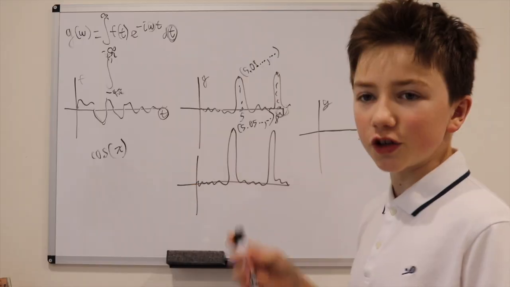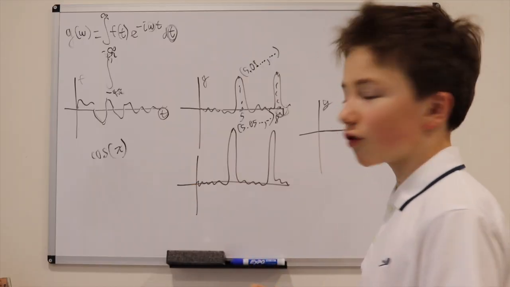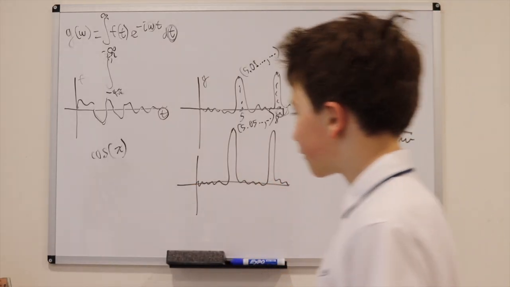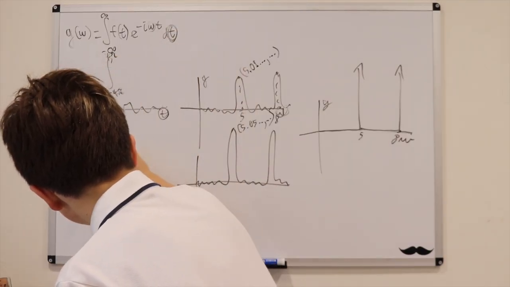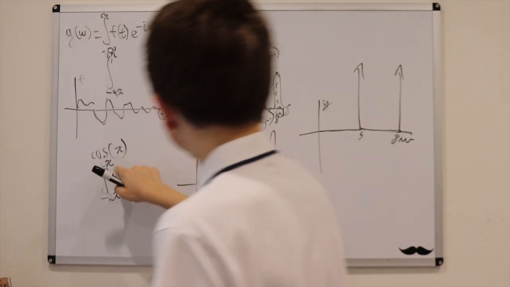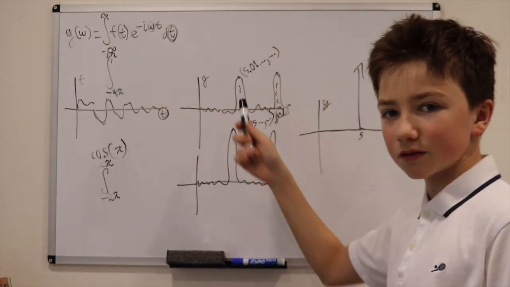But we didn't want to integrate from negative infinity to infinity. So we made it aperiodic by restricting it and integrating it from negative 2 pi to 2 pi. And because the bounds were finite, we got something like this.